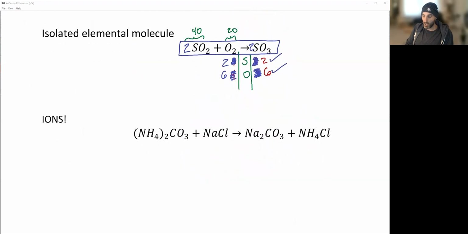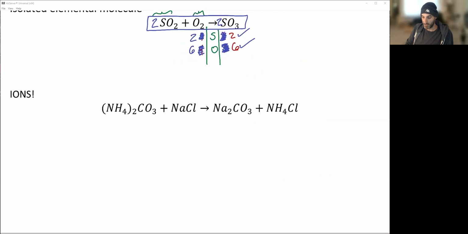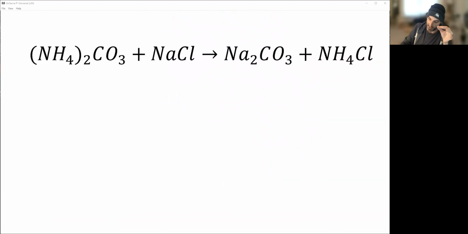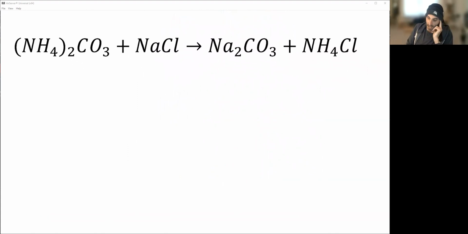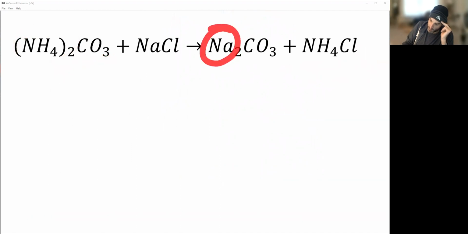All right, now let's talk about ions. So far we have talked about just looking at individual elements. We can make it a little bit more complex, but actually simpler for us to balance, when we look at ions. I know that these things are ions because I recognize NH4. I have a polyatomic here, I have a polyatomic here. I know sodium and carbonate. Again, I have a bunch of polyatomics, so I know that these are ions. And again, you get used to this stuff as you do it.